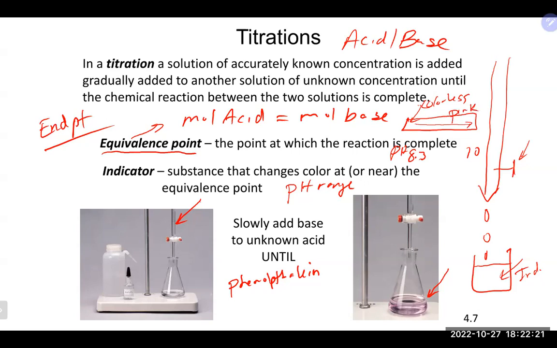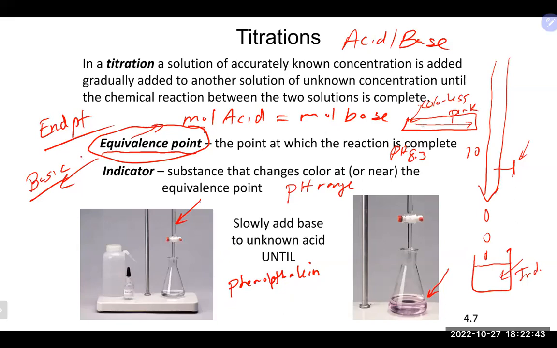So phenolphthalein is colorless in acidic solution. It's colorless in neutral solution, but it does turn pink in basic solution. And it's a good indicator for the type of titrations we do, because at the equivalence point in our titrations, it's going to be slightly basic, which means it gives us that visual representation.